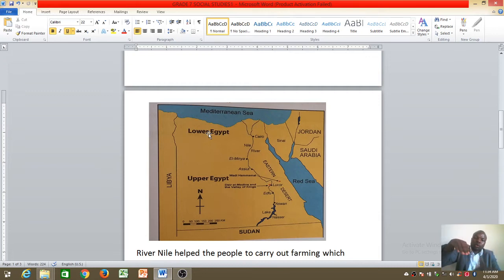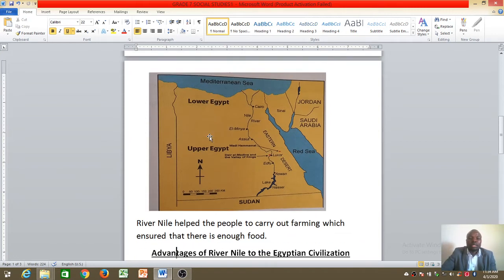So, where it flows down there, that is where it's Lower Egypt, where the mouth is. And where the source is, upper. So, Upper Egypt and Lower Egypt. Now, River Nile helped people to carry out farming, which ensured that there was enough food. How? Because it provided water, right? And also when a river flows, it erodes and carries some soil. This soil is usually fertile and it's going to be deposited, or put down there.